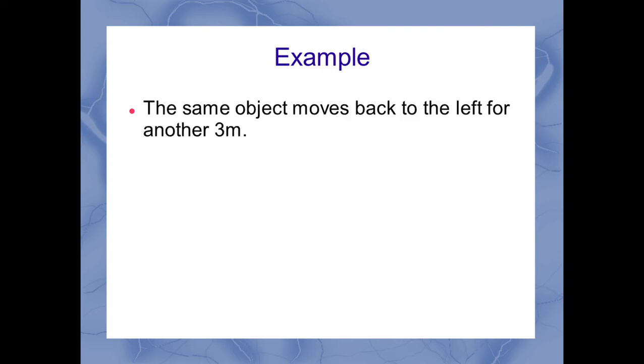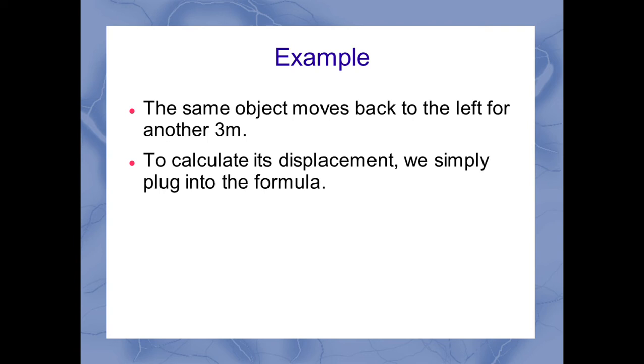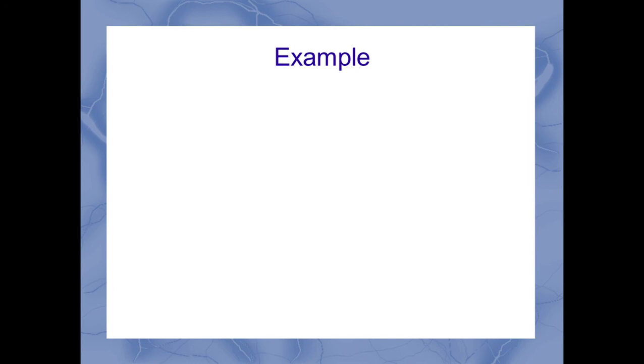Let's say it goes back to the origin from that position there. So now we still plug into the formula, but now our final position is back at the origin. Our initial position was 3 meters, so our displacement is negative 3 meters. That means it moved 3 meters to the left, which makes sense. That's just how we represent it mathematically.